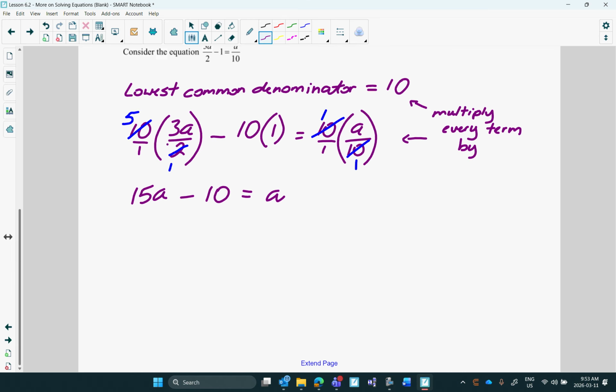What would I do next to solve? Don't I want to get the a's together first? You're right, we're going to have to address the minus, but let's get the a's together first. How do I get rid of a here? Yeah, I'm going to take it over here, right? By doing what? Subtracting. And what's 15a minus a? 14a. There's still a minus 10 on the left side. What's on the right side now? 0.